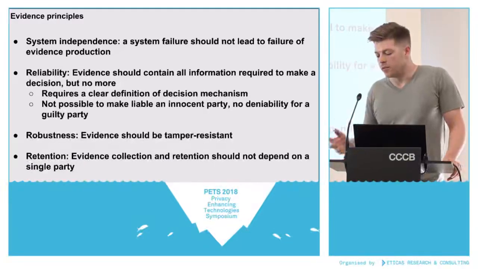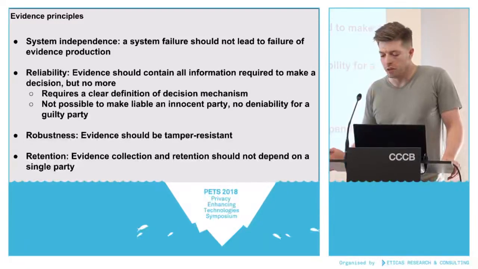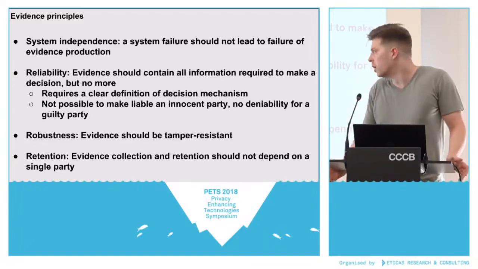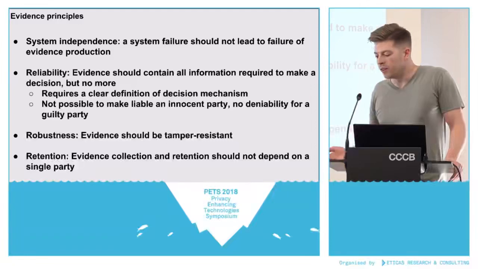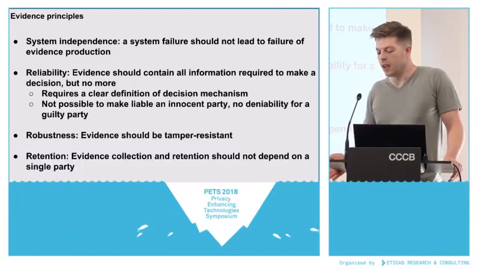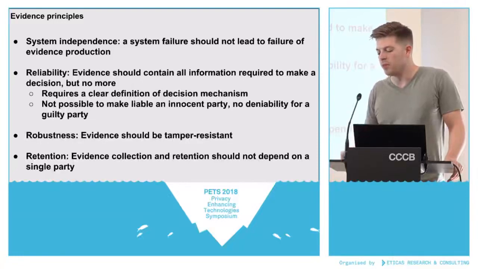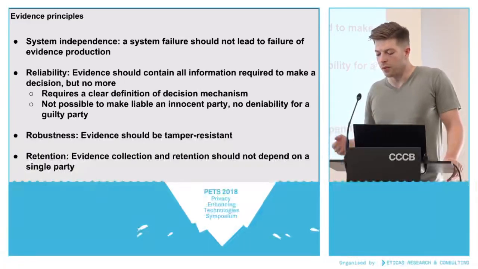And then, assuming you have evidence here, what are your basic principles and reasonable things to expect? Obviously you want evidence about things that happen in the system, so if something fails in the system, the evidence production should obviously not fail. This one is pretty straightforward. Reliability: you want to make sure you're actually going to enable the correct decision to be made with evidence. For one, it means you need an actual definition of what your decision mechanism is, whether it's a trusted third party that obeys some kind of rules or a consensus mechanism. You're not going to make someone liable if they're not, and someone that is liable shouldn't be made not liable.